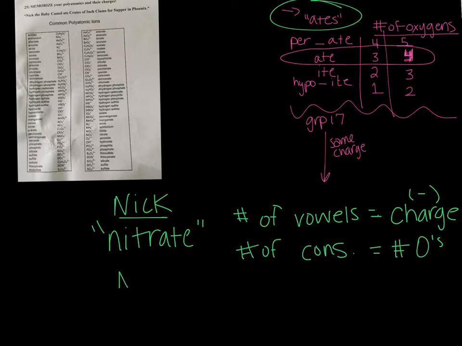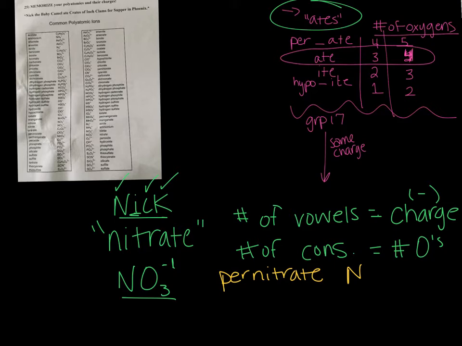So using that, we can now say nitrate. We know that it has nitrogen. We know that there are some oxygens. Looking at Nick, we know there are 1, 2, 3 consonants, so we're going to put a 3 here. There's 1 vowel. It has a -1 charge. This is nitrate. Now that I know that's nitrate, we can say pernitrate, which would be NO4 -1.